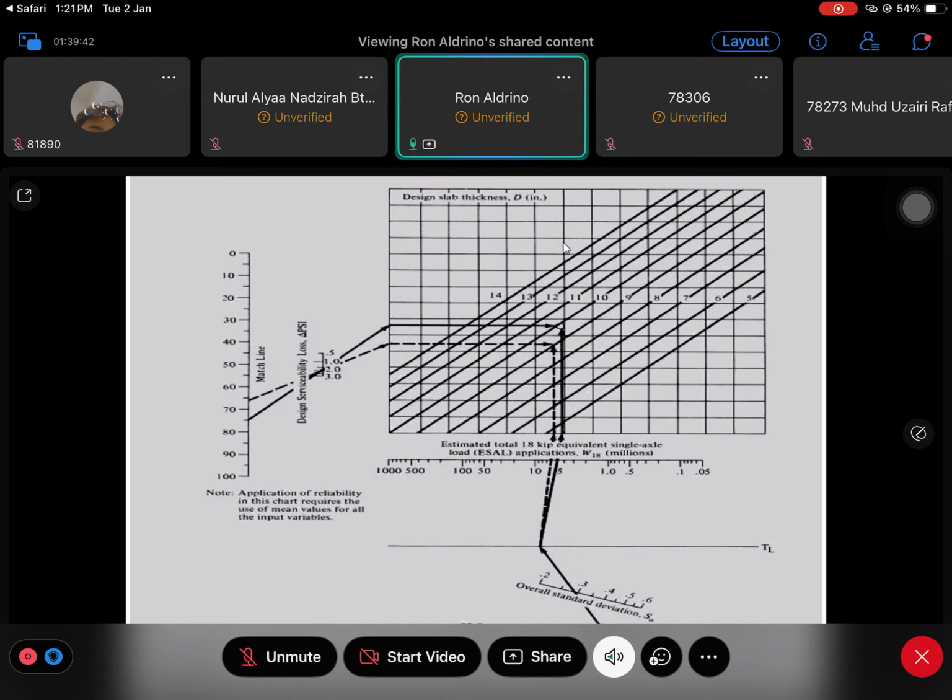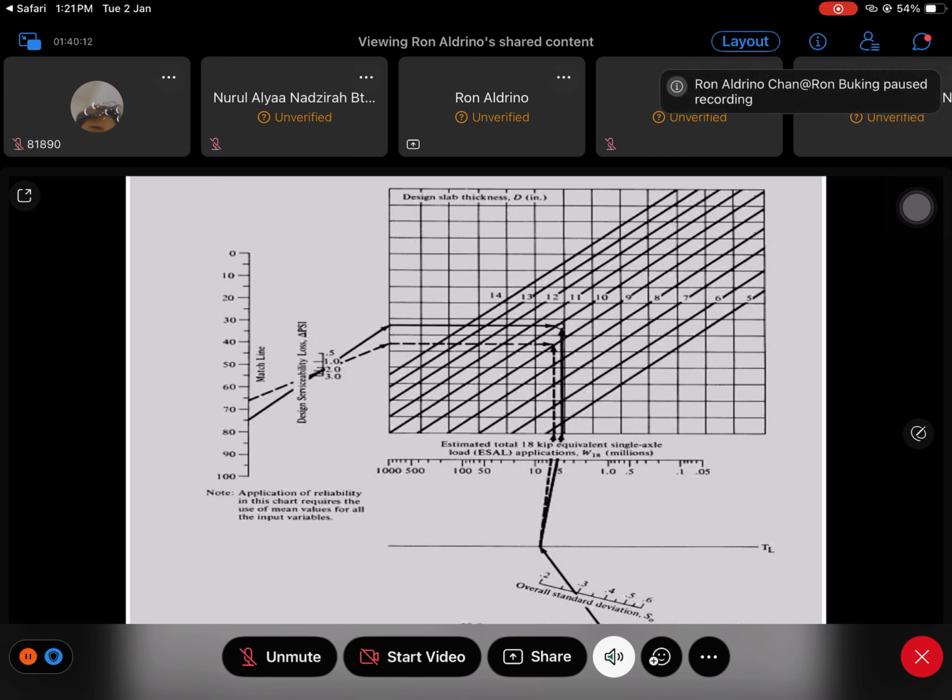Just lukis saja macam tu. Terus. And then from here, you go draw a line cross, horizontal line across. Just buat macam tu. So the point yang mana dia transit tu, okay, yang dia cross each other, that is your thickness. That is your estimated thickness. That is your proposed thickness for your rigid pavement. Boleh faham? Any question? Everyone okay with this?